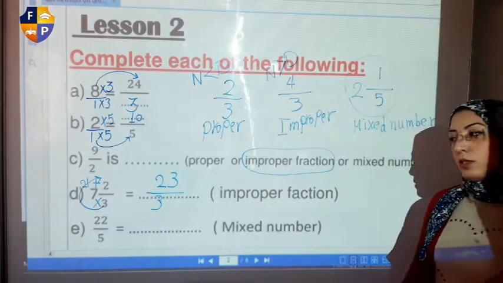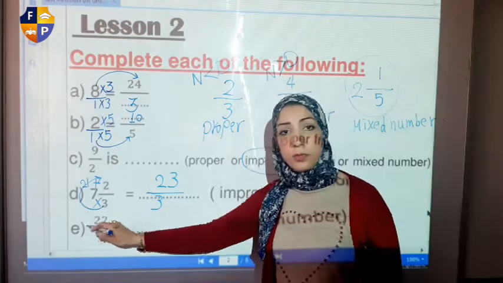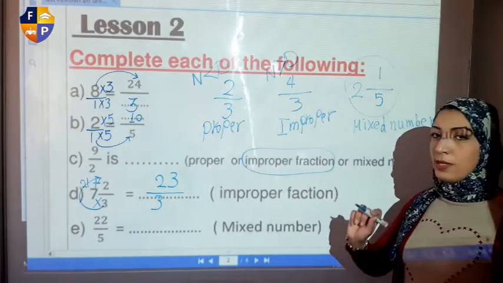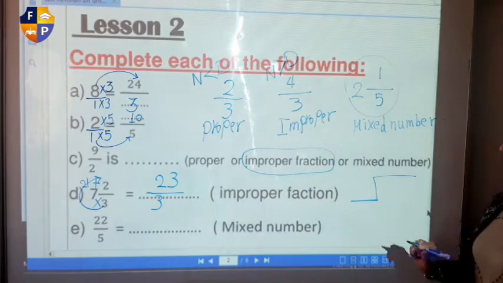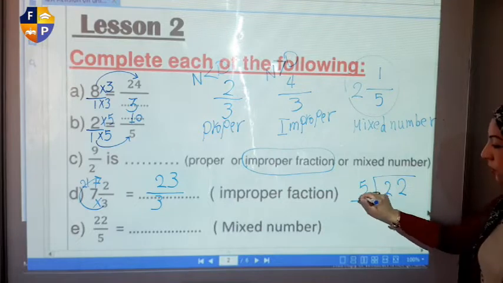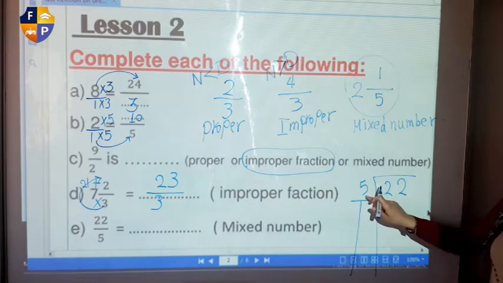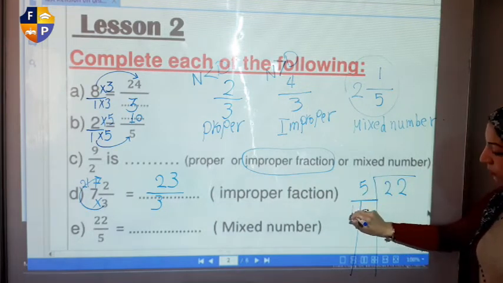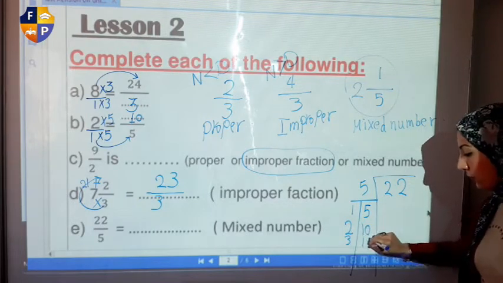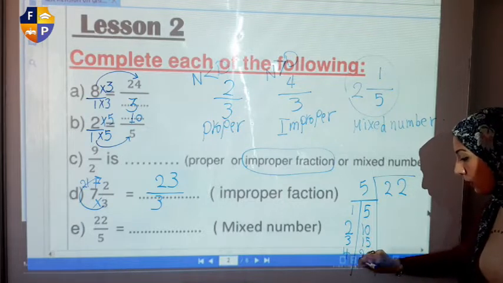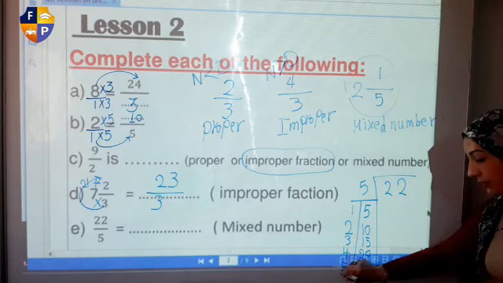Next one, 22 over 5. We want to change 22 over 5, which is an improper fraction, to a mixed number. In this case, we go to the draft and make a long division, like this. 22 divided by 5. We will write the table of 5 until we get the nearest number to 22. 1 times 5 equals 5. 2 times 5 equals 10. 3 times 5 equals 15. 4 times 5 equals 20. 5 times 5 equals 25. So here, stop and take the previous.